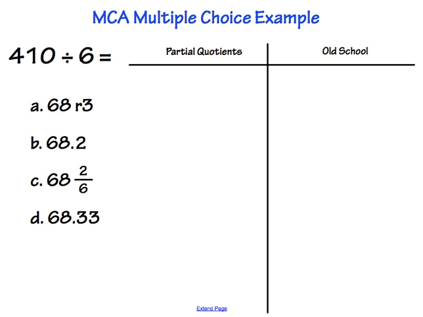Here's an example of a problem that you may see on the MCA math test at the end of the year. The division problem is 410 divided by 6. What you'll notice about the multiple choice answers is that the answers are written in 3 different ways. Some are written as a remainder, like in choice A. Others are written as decimals, like choice B and D. And one choice is written as a fraction, choice C. We're going to come back to this problem at the end of the video once we know how to represent a remainder in the 3 different ways.